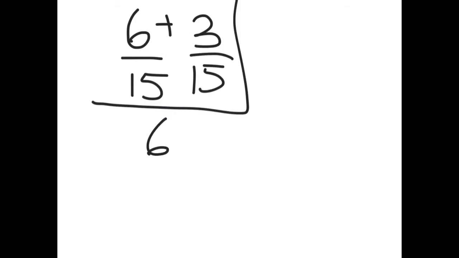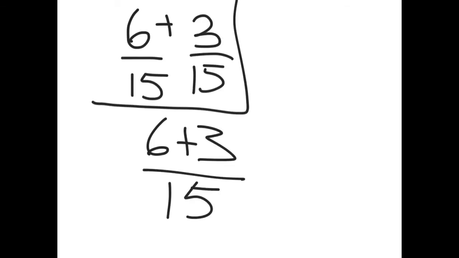First, you set up your problem, which is 6 plus 3 over 15, and then you just add them like normal, so it equals 9 over 15.